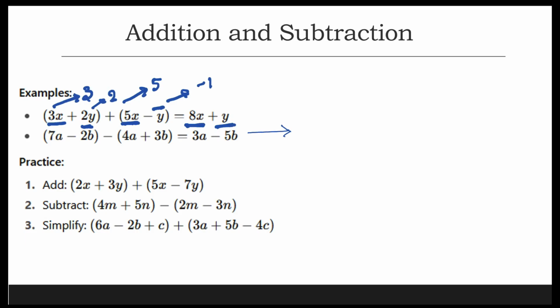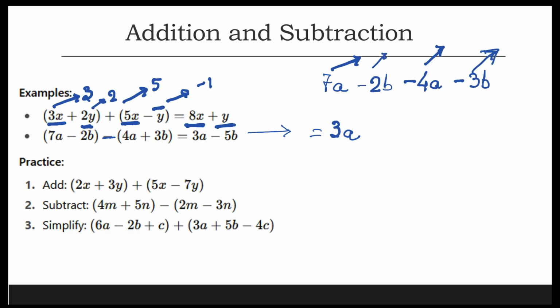Now let's first expand this. So 7a minus 2b. Now outside the bracket there is a minus sign. So if we remove the bracket, it will become minus 4a minus 3b. Again the same formula. 7a and 4a are like terms. 7 minus 4 is 3. So 3a. Minus 2b and minus 3b are like terms. Minus 2 and minus 3 is minus 5. So this will become minus 5b.